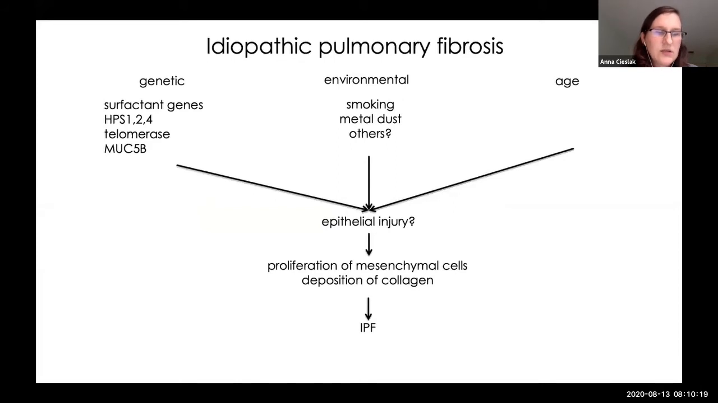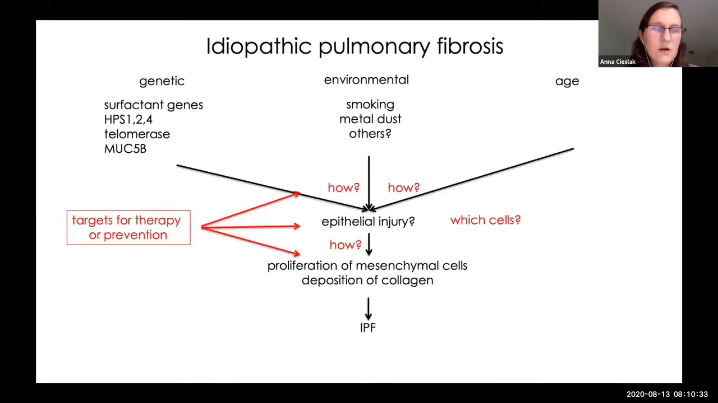Here we can see the most commonly known risk factors. The risk factors are age, environment, and genetics factors. Some studies also highlighted that IPF can be caused by repetitive alveolar epithelial cell injury and dysregulated repair. Here we can have some potential targets for the therapy and prevention, either the epithelial compartment or the proliferation of mesenchymal cells that lead to deposition of collagen and further IPF development.